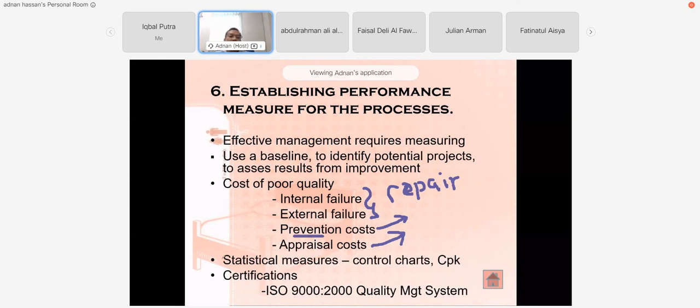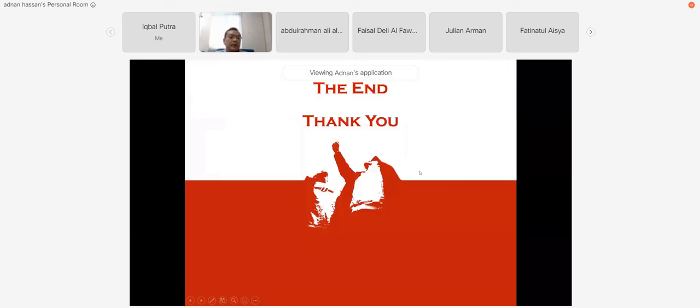So we can use statistical measures for the purpose of performance measurement: control chart, CPK. And we can also involve certification, for example, the ISO 9000 quality management system. So it is important in TQM to have performance measures. Just briefly on that, let me go quickly on, I would like to introduce to you the tools related to what sometimes people call TQM tools.